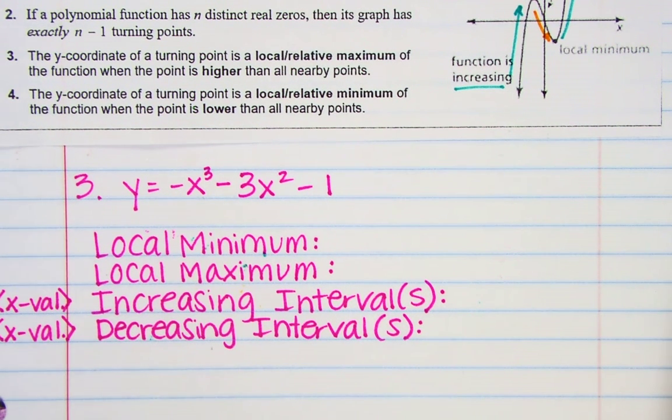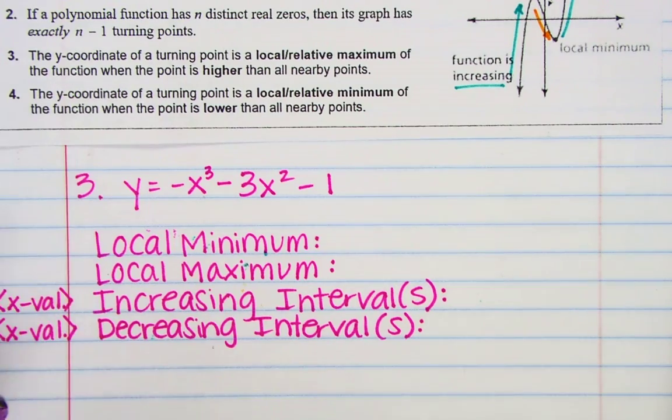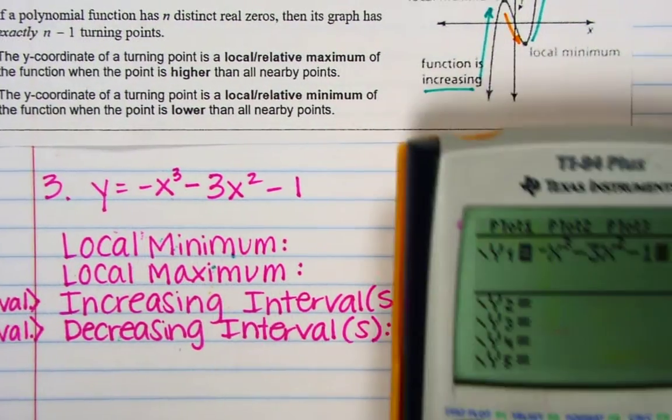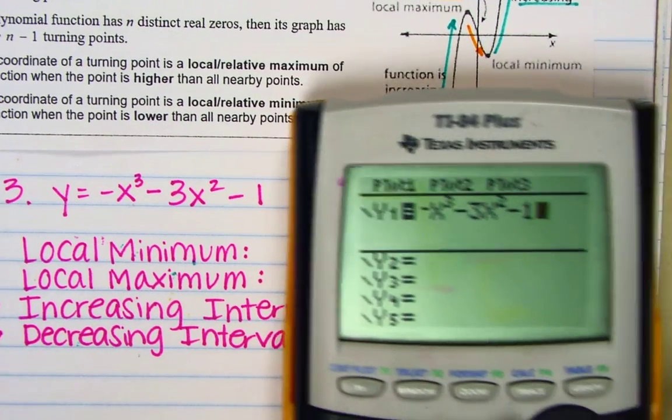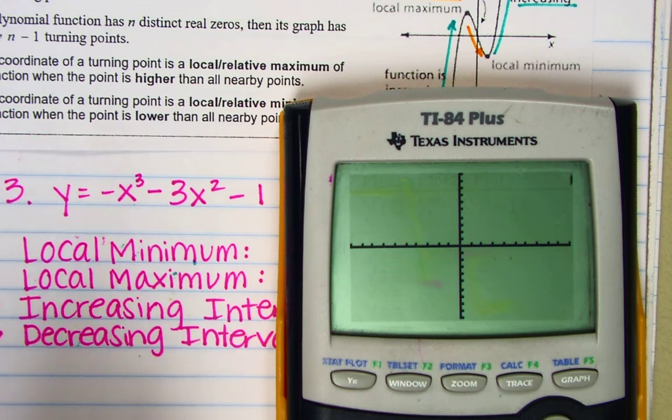We're going to do 4 total. Okay, so here they just gave us an equation. We need to look at the graph, okay? So I'm going to put it in y equals, and you can graph it.